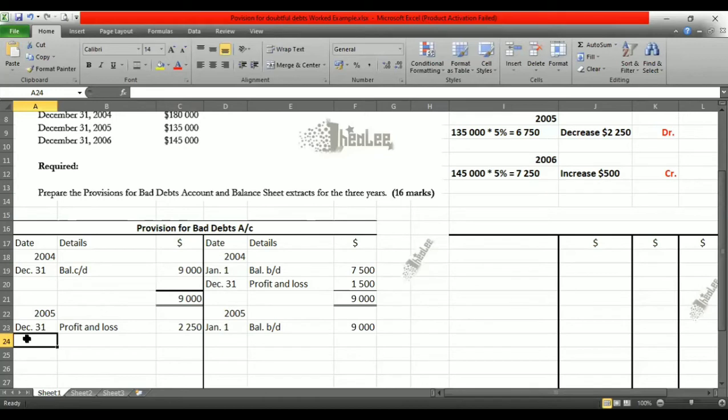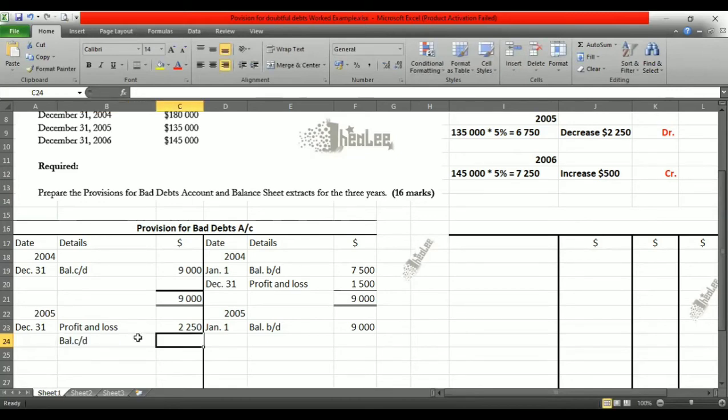We're now going to proceed to balance off. On the credit side, we're seeing 9,000. And on the debit, we have $2,250 as it relates to this period. So the difference between those two will be our balance carried down.